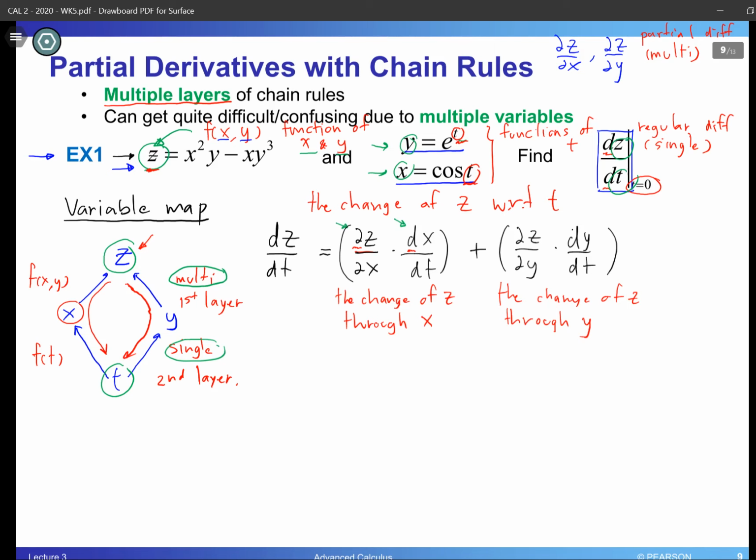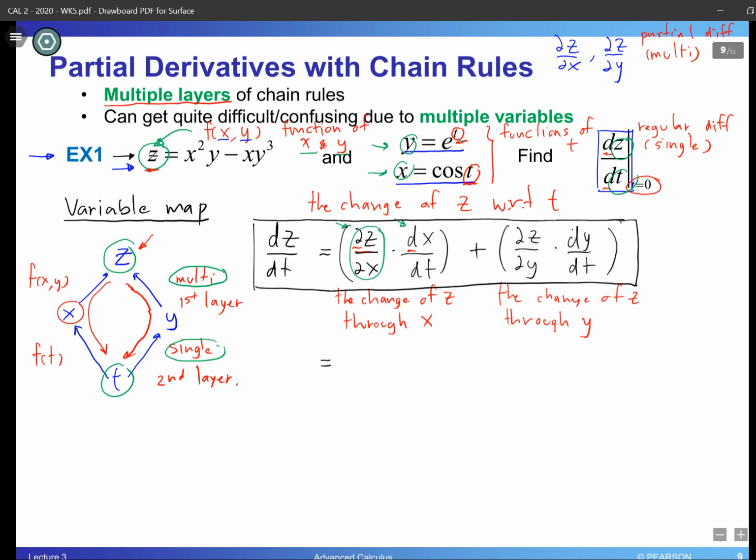Okay, now that we have this expression, we can work on this to find the answer for this example. Starting with the variable map, now we can get the expression and we can proceed to find all these terms. So I'm going to continue with this equal to. All right, so the first term is going to be partial diff of z with respect to x.